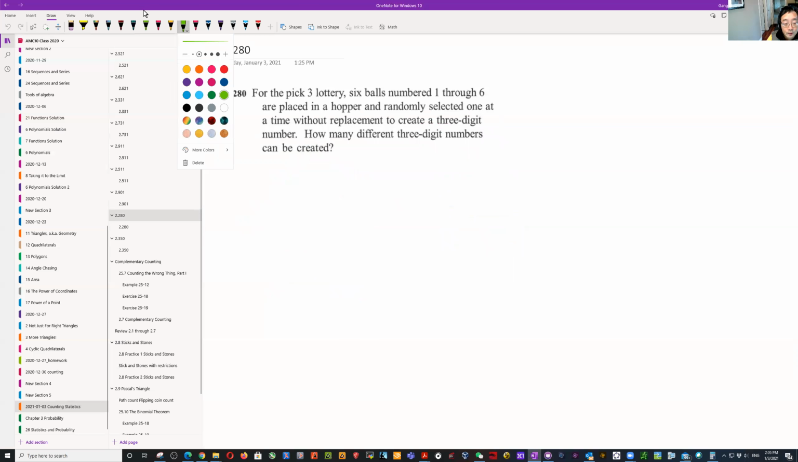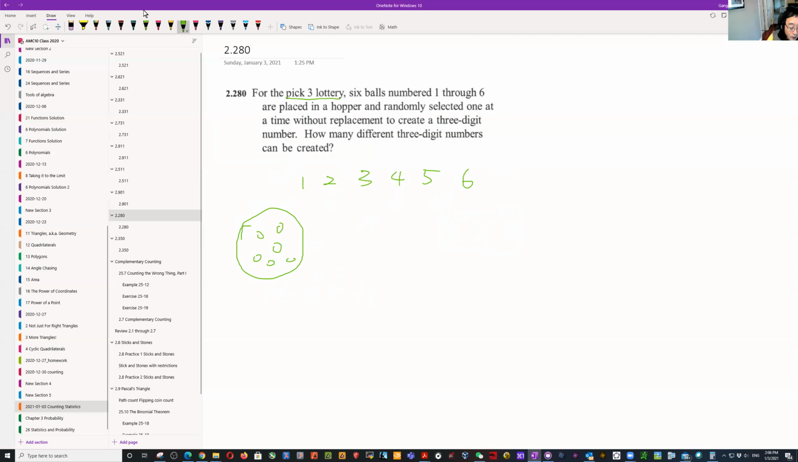The second problem is about the Pick 3 lottery, which is the name of one type of lottery they have. 6 balls numbered 1 through 6 are placed in a hopper and randomly selected one at a time without replacement to create a 3-digit number. A hopper is like this: you have 6 balls rolling, and when they settle at the bottom, it extracts a ball. Without replacement means you take one away, then the second, then the third.